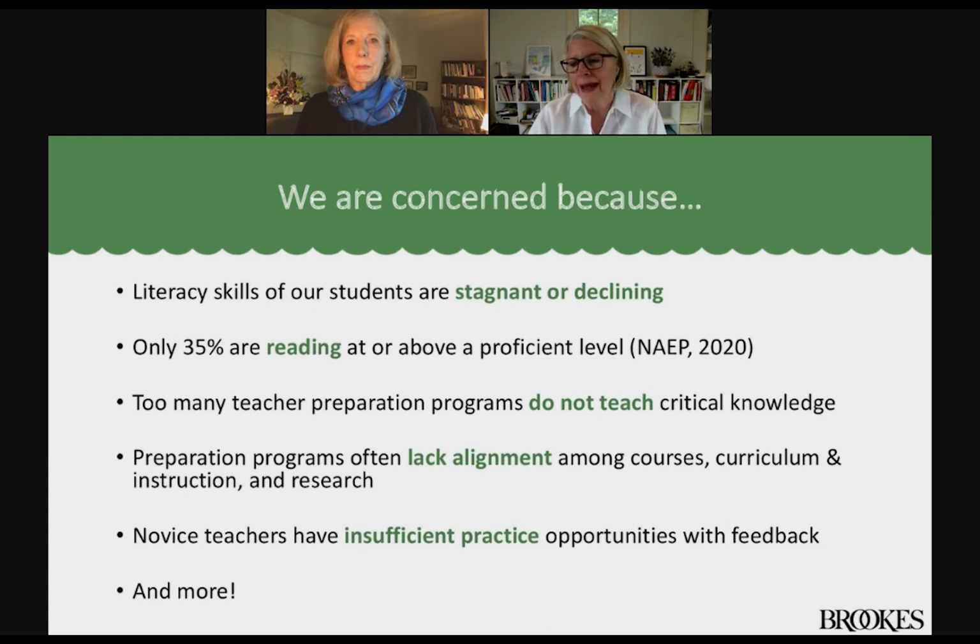So this is our call to action. There are too many teacher preparation programs that aren't preparing teachers to be effective instructors with all students, with the kids for whom reading is a challenge. We know there's a lack of alignment between the curriculum, the courses, the instruction, and the research. There's a lot of mismatch out there. And then novice teachers have insufficient practice while they're in training and feedback to help them become more proficient. So these are some of the reasons that we're concerned and that we wrote the book, and we have more. Next slide.